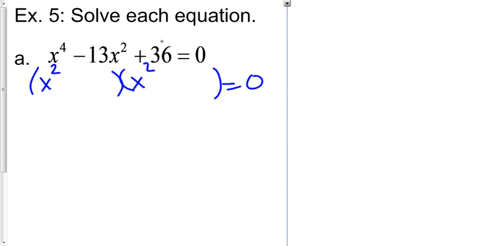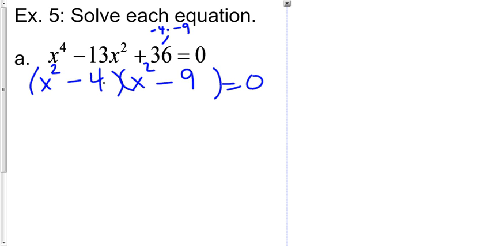Now I'm looking for two numbers that multiply to give me 36 and add up to negative 13. And two of them come to mind right away: 4 times 9. In this case, I just need to make them negative. Negative 4 times negative 9 gives me positive 36, and if I add them up, I get negative 13x. Okay, so there's my two factors: x squared minus 4, x squared minus 9.